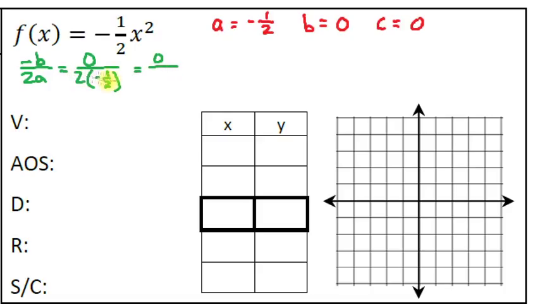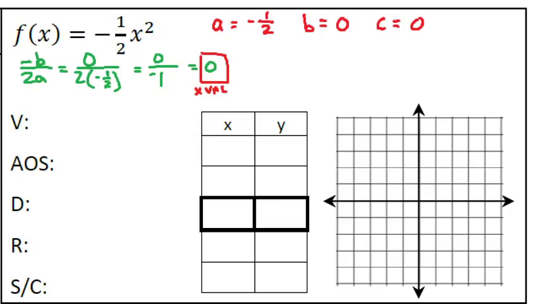Well, 2 times 1/2, that's just a reciprocal. 2 times 1/2 is 1, and a positive times a negative is a negative. Again, 0 over negative 1 is just 0. So our x value of our vertex is going to be 0. I'm going to put a box around that so we see it. There's our x value. Let's make a note here. There's our x value of our vertex.